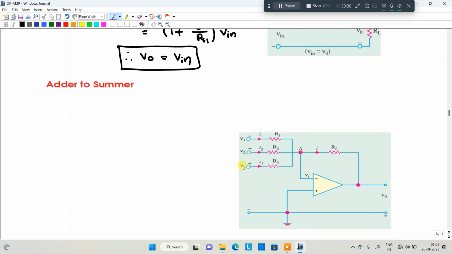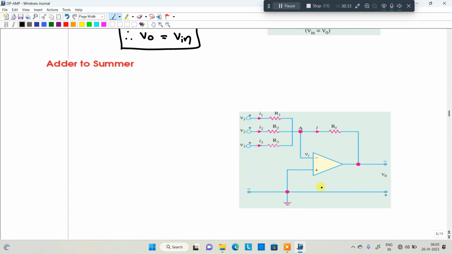Next we are moving to the adder or summer, that is, summation. So this particular diagram we are going to discuss. Here how many inputs are there? V1, V2 and V3, and the output. Then again the same thing, apply KCL at node A. Since this is an ideal operational amplifier, the current will be 0 according to the virtual ground concept. This is 0 volt. Obviously the voltage at VA is equal to 0.